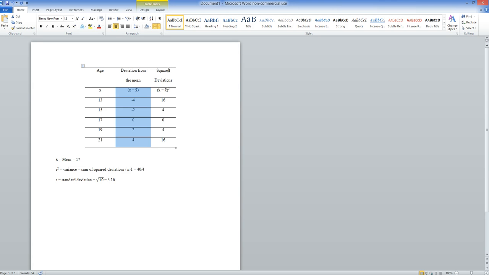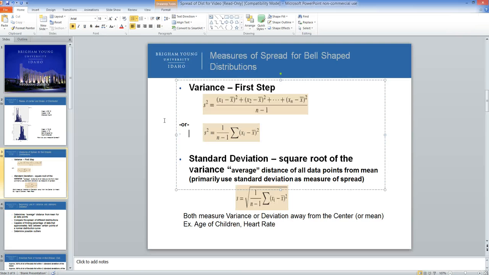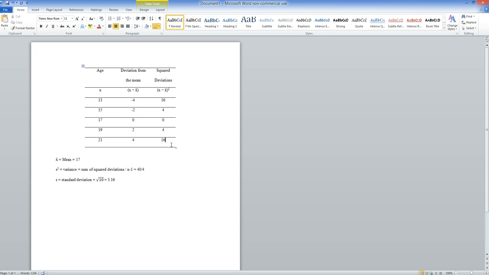Then the next step is to get the squared deviation. So we take these deviations and square them. Negative 4 squared is 16, negative 2 squared is 4, 0 squared is 0, 2 squared is 4, and 4 squared is 16. Okay, so basically what we did here, if we go back to the formula, is we did this top part right here. We took all the observations, subtracted the mean from them, and squared them.